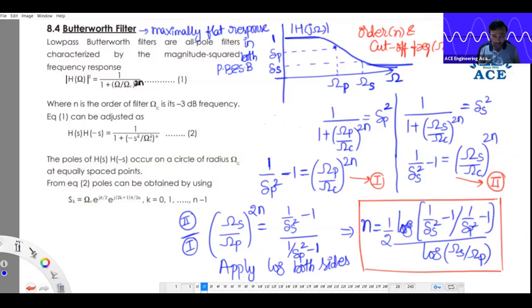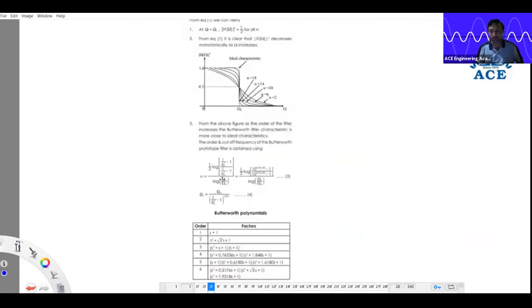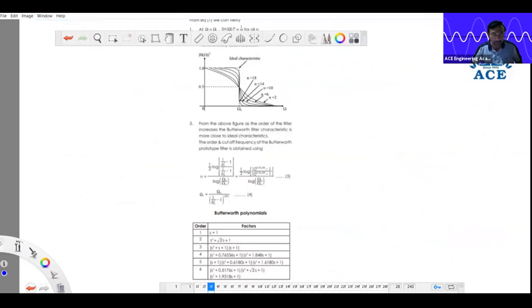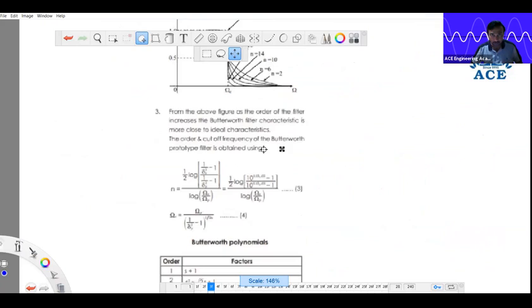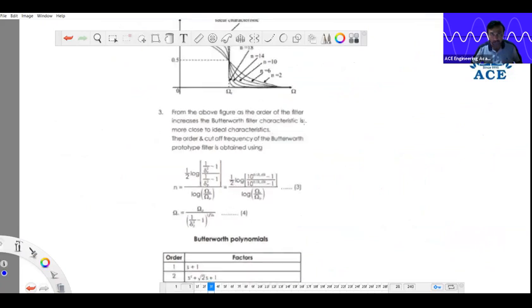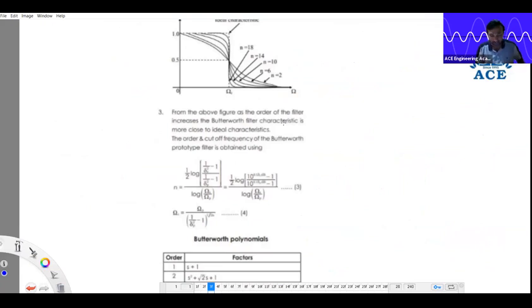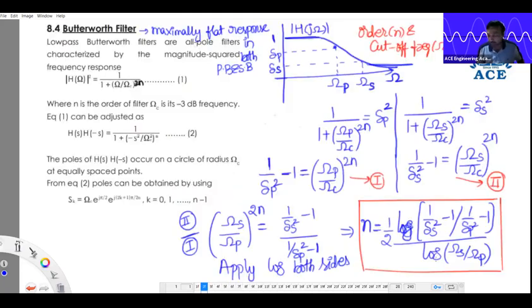That is what I have directly provided in this slide. Slightly I'll increase the size, maybe it is not visible. Still it is light. Maybe our fellows have not captured properly. So this formula, that formula only I have written here: 1 by 2 logarithm of (1 by δs squared minus 1) divided by (1 by δp squared minus 1), divided by log Ωs by Ωp.